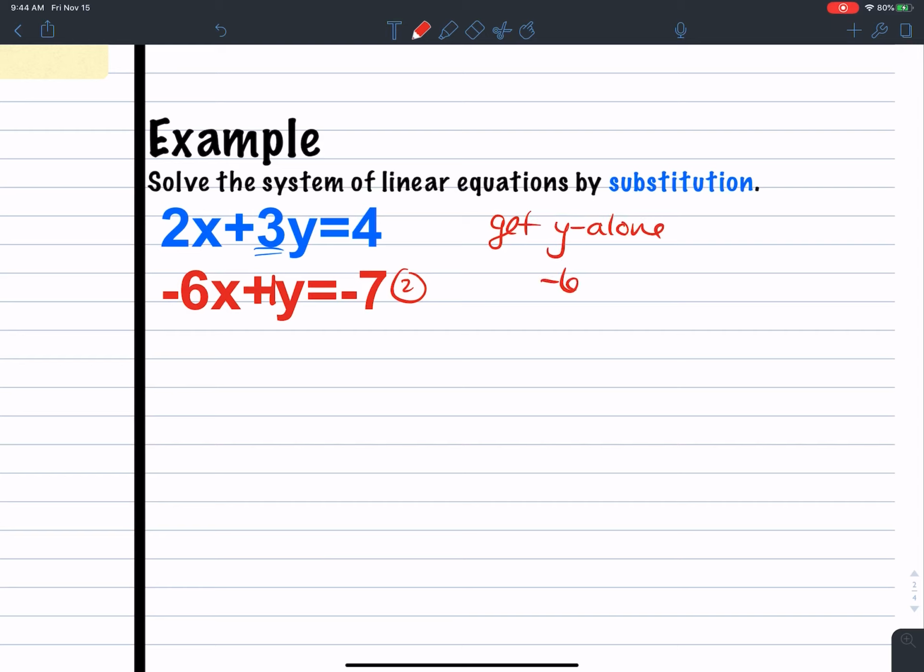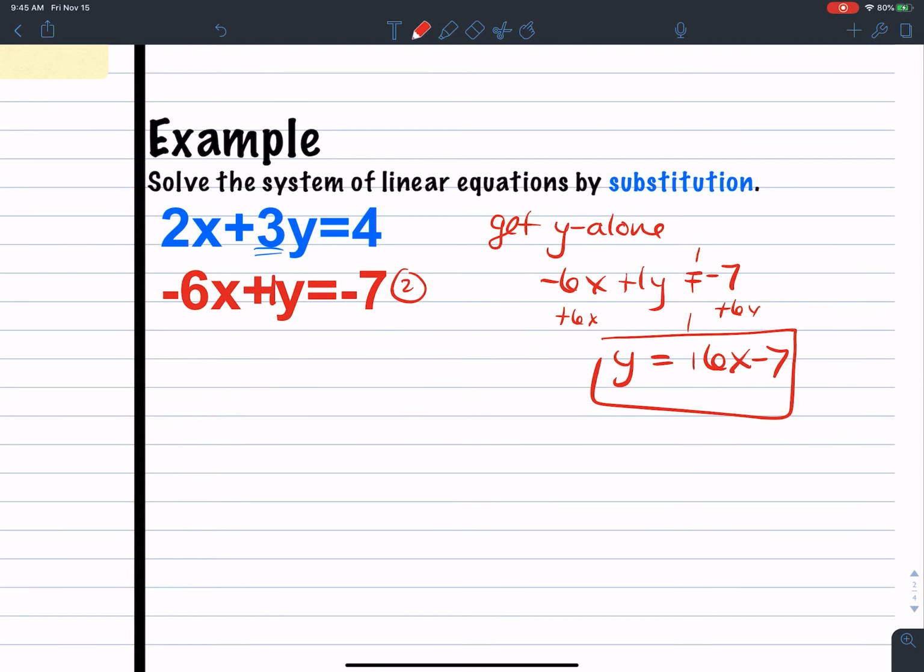So I'm going to rewrite it. Negative 6x plus 1y is equal to negative 7. So to get y alone, I would add 6x's to both sides. So y is equal to 6x minus 7. So I got that alone in equation number 2, which means I need to plug that back into equation number 1.